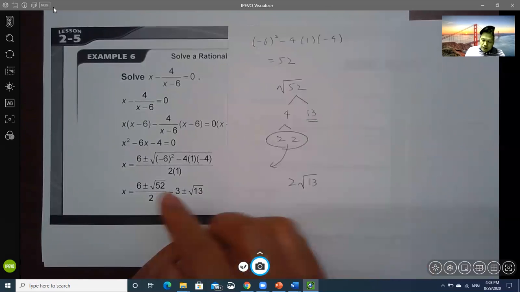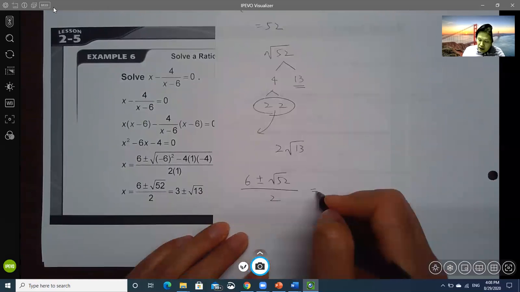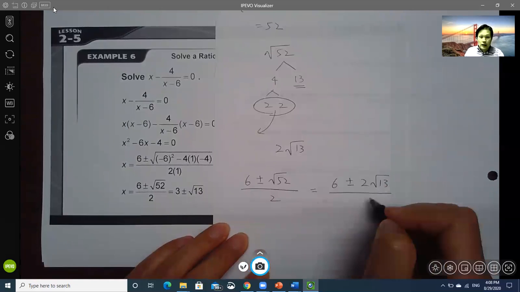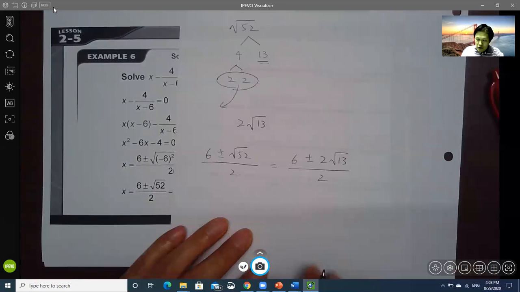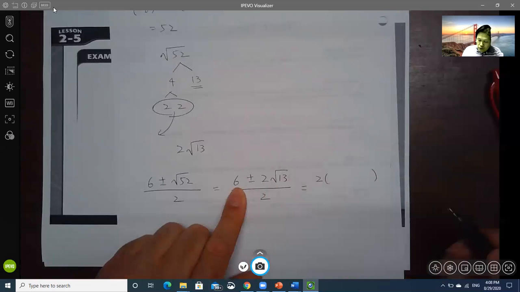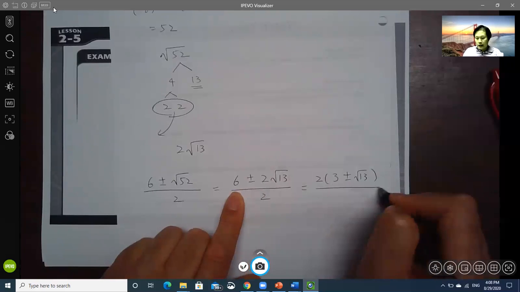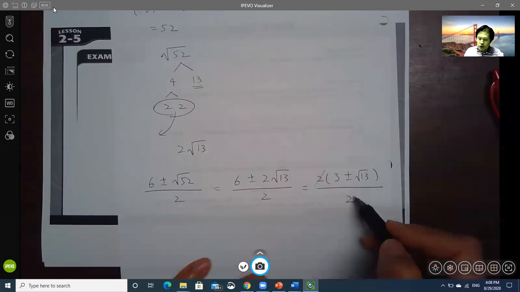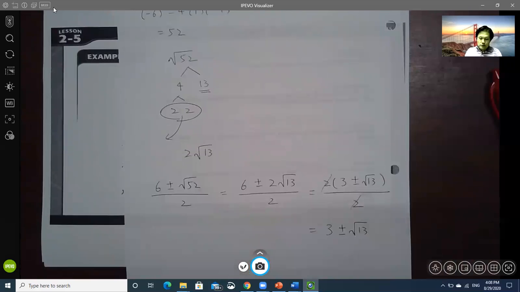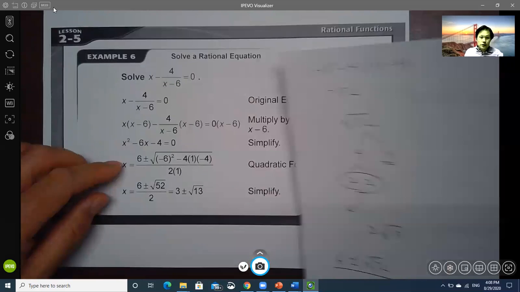So 6 plus minus square root of 52 over 2, you can express that as 6 plus minus 2 square root of 13 over 2, which is the same as, you can factor 2 out from the numerator. Factor 2 out, all over 2. Then you get to cancel numerator, denominator. Then you end up with this. Okay, so that will be the final answer.